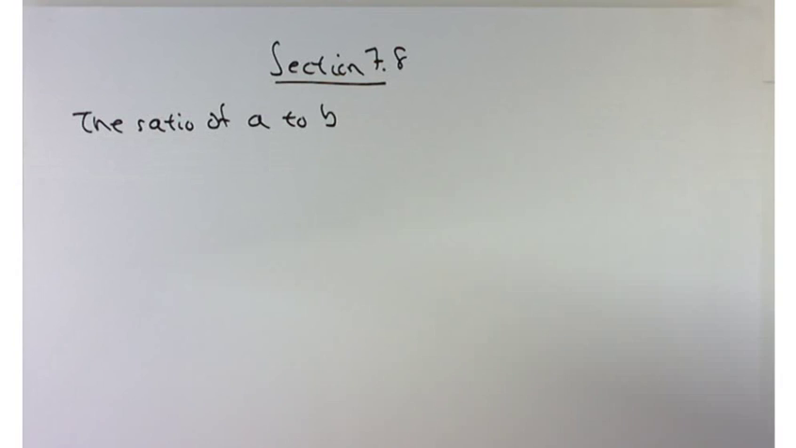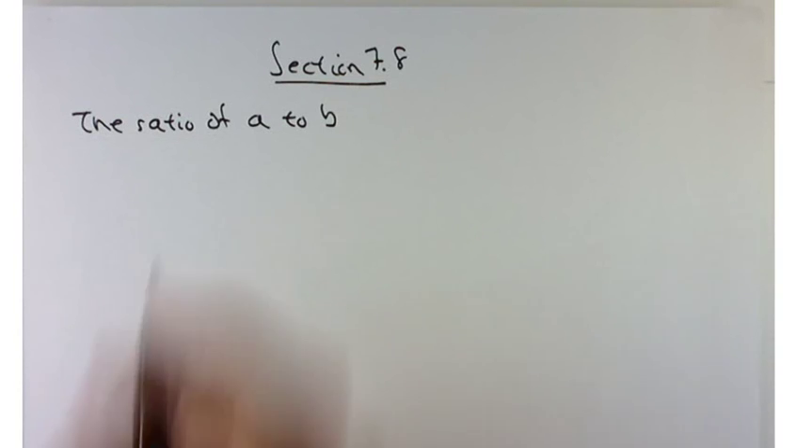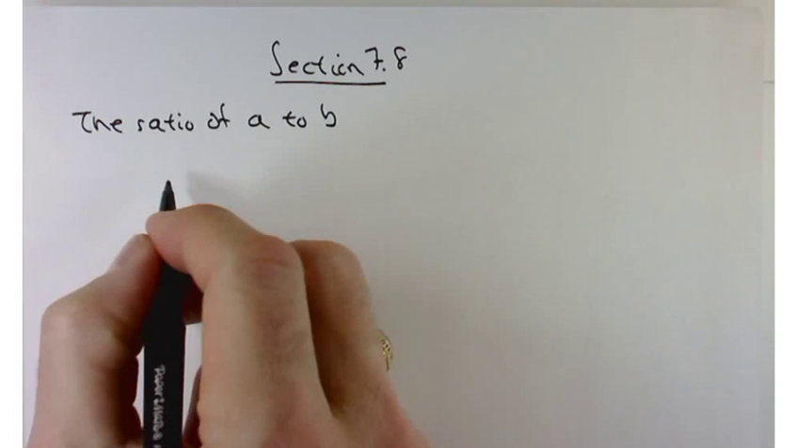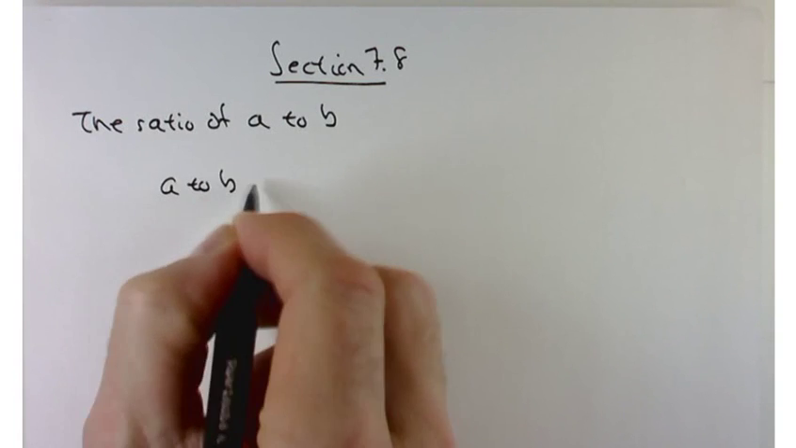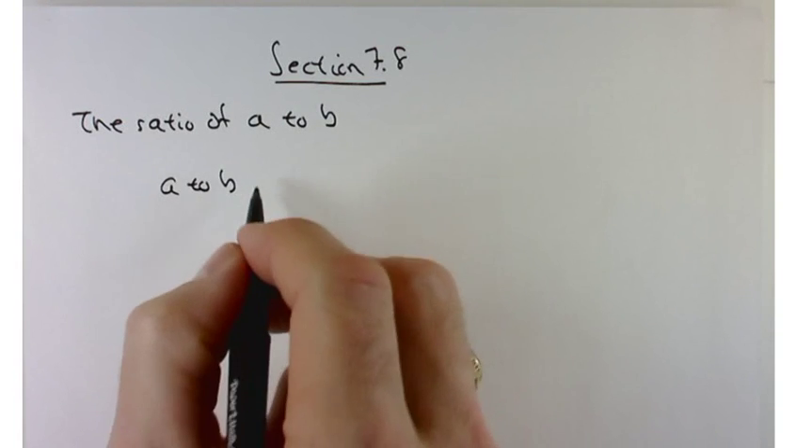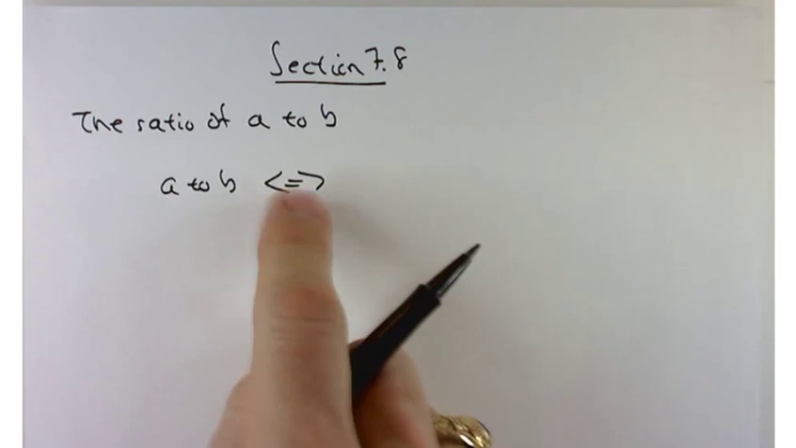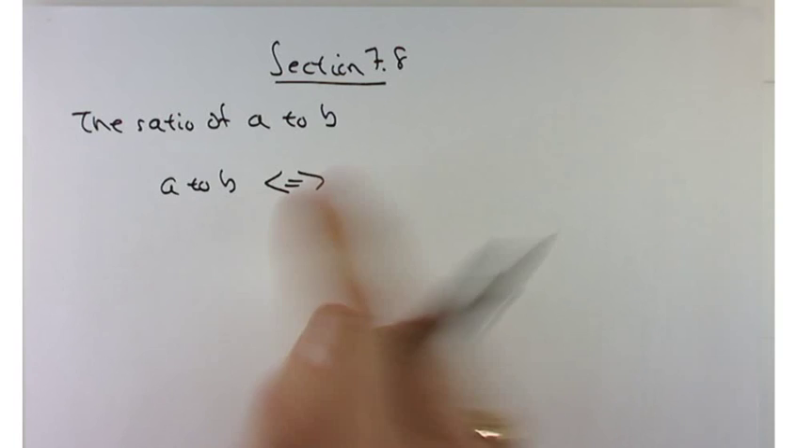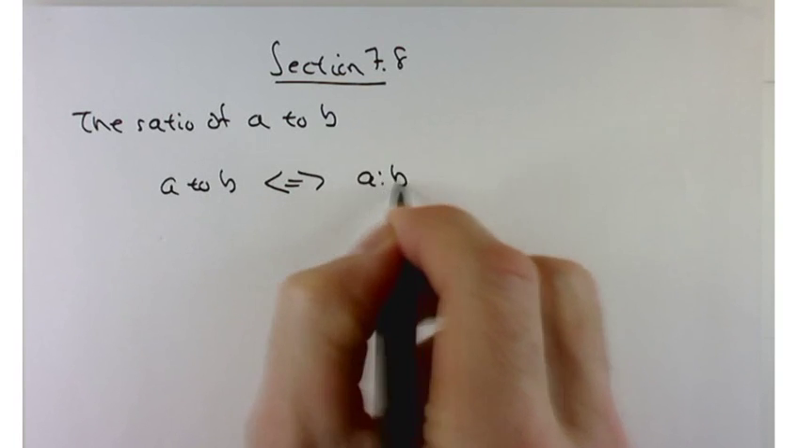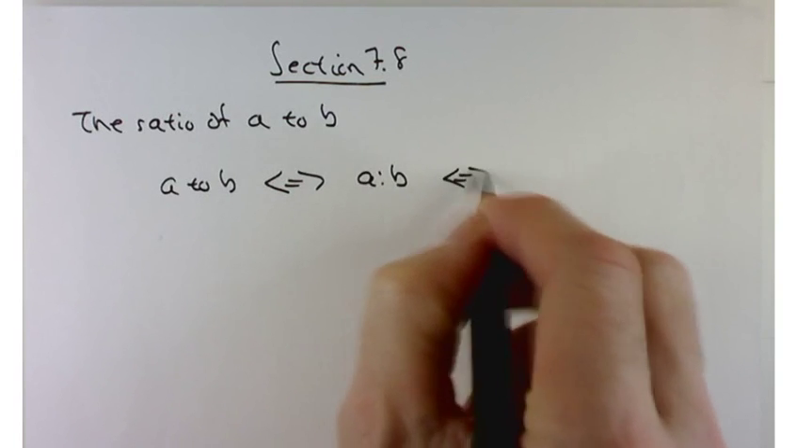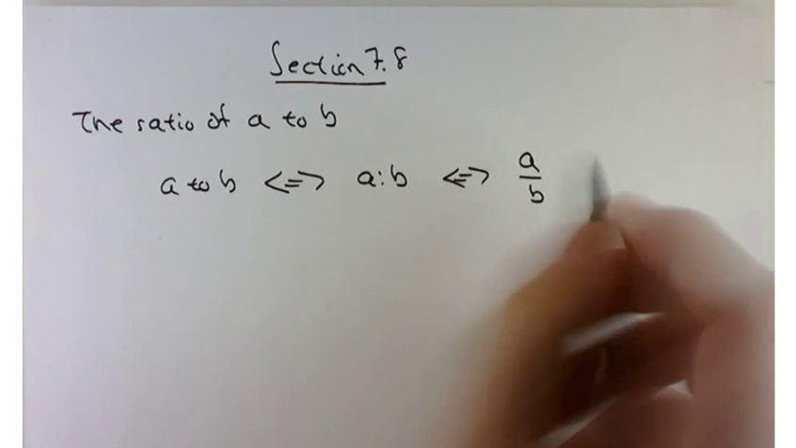We're going to work with ratios. So ratios are really just a fancy way of asking you to write a fraction. The ratio of A to B, so A to B, can be expressed in a couple ways. A to B like that, or equivalently, which is what I mean by this bidirectional arrow, A colon B, or yet one more time, A divided by B.